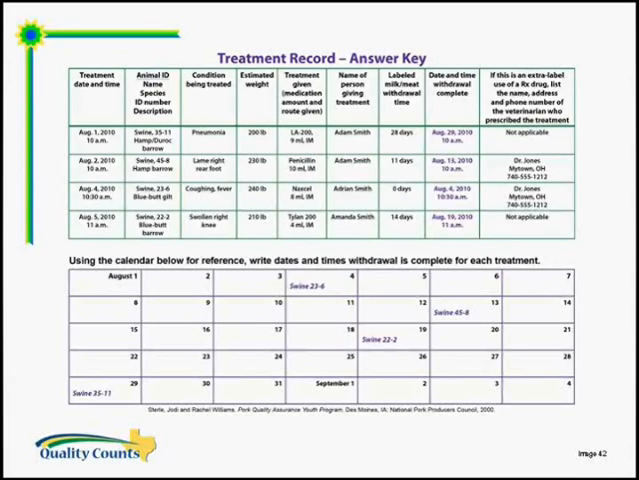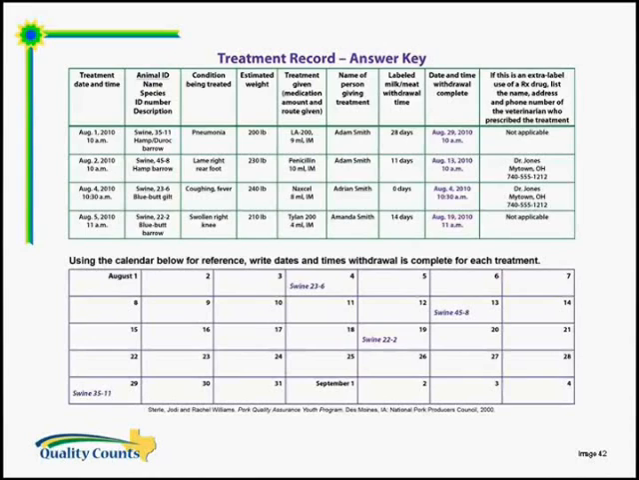So let's go ahead and go through the first one. The first one on your handout there, the treatment date is listed as August the 1st, 2002 at 10 a.m. The animal that was treated was a swine. Animal ID is 3511. The condition it was being treated for was pneumonia. Estimated weight is 200 pounds. Treatment that it was given was LA-200, which is an antibiotic. 9 milliliters of the medication was given intramuscular. And the person that gave that medication was Adam Smith.